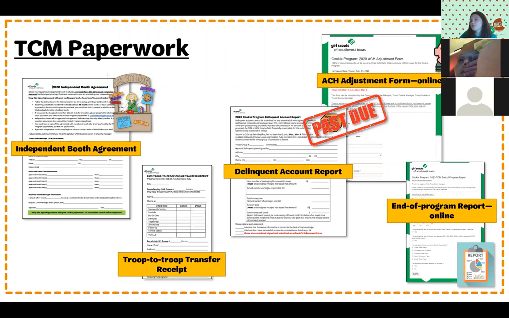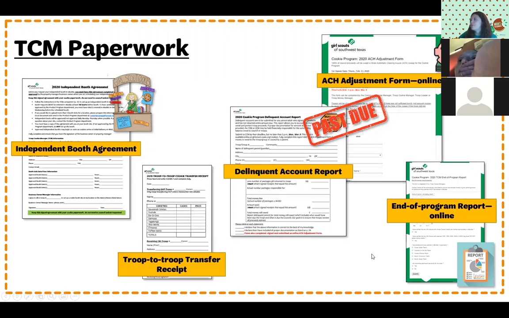So then we have a troop-to-troop transfer receipt. So that is going to be used if you transfer any cookies from one troop to another, and then that transfer is entered into eBuddy. So your CCM or product program will have copies of these. So just let us know if you do end up needing them, and we can definitely provide those to you.